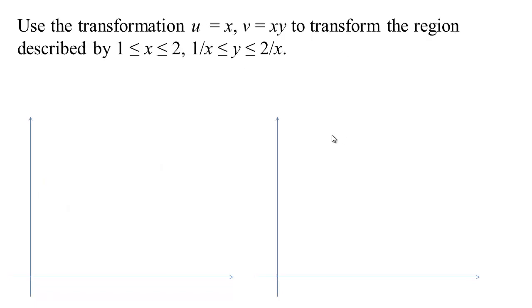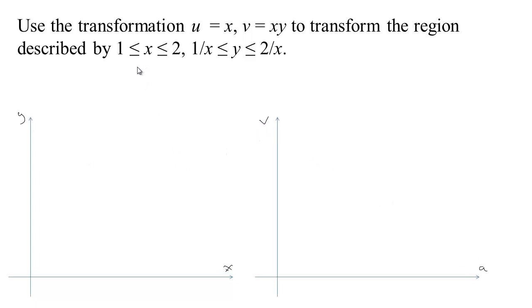Let's look at another example. Okay, here we have a transformation. u is equal to x, and v is equal to x times y. So both u and v are functions of, well, we could say x and y. It's just u doesn't depend so much on y. So this is a transformation, two inputs x and y and two outputs u and v. So this is going to turn the xy plane into the uv plane somehow.